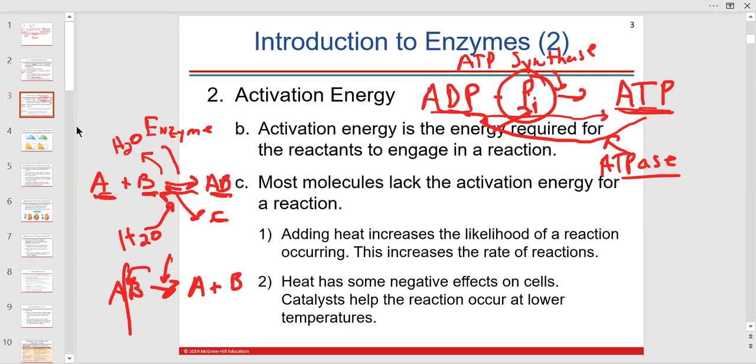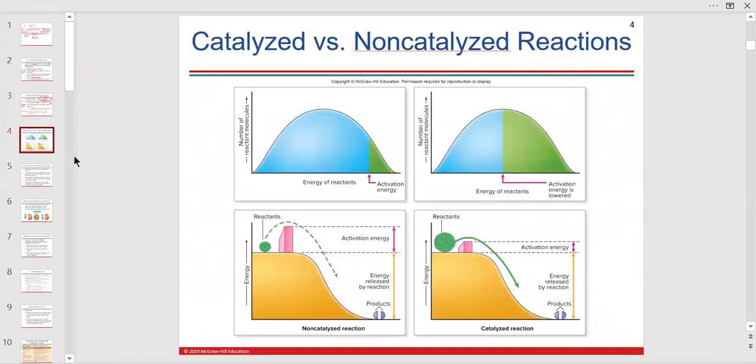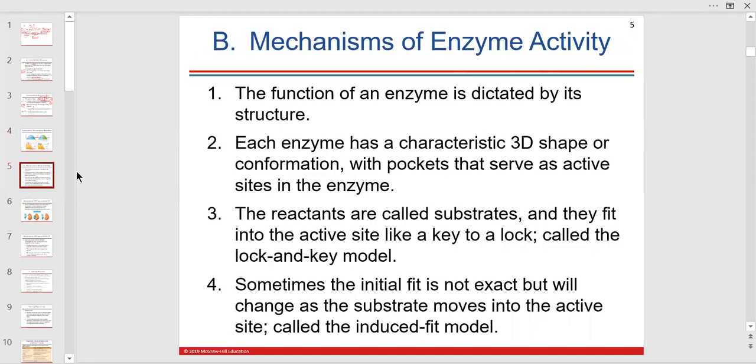So of course, most molecules and most reactions don't have the activation energy they need. So you have to add certain things. You need heat, so heat definitely speeds up a reaction. Of course, it has some negative effects, so you want to keep a homeostatic body temperature, but heat generally speeds up reactions. Look at this one, because in a non-catalyzed reaction, the reactant has to jump over the hurdle, which is the activation energy, and then everything goes downhill fast. So the enzyme lowers that hurdle. Like I'm really short, so if you gave me a stool to stand on so I could see over the fence, you're catalyzing me so I could see better. So that's a little visual there.